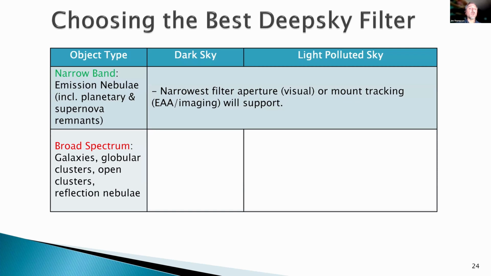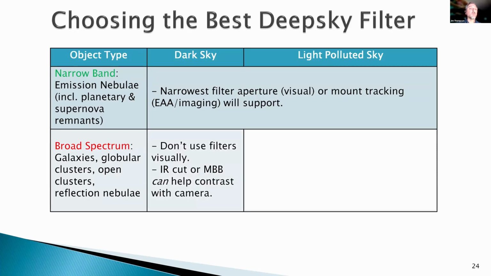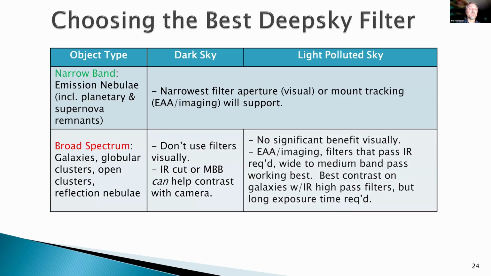If you are observing broad spectrum objects from a dark sky, don't use any filters for visual observing. If imaging, an IR cut filter or a multi-broadband can help contrast, but the improvement is small. If visually observing broad spectrum objects from a light polluted location, well, I'm afraid there isn't a filter that can help. If using a camera, however, a wide to medium broadband filter that passes infrared works best on one-shot color cameras. An even better contrast can be achieved using an infrared high-pass filter on a monochrome camera, although long exposure times will result.